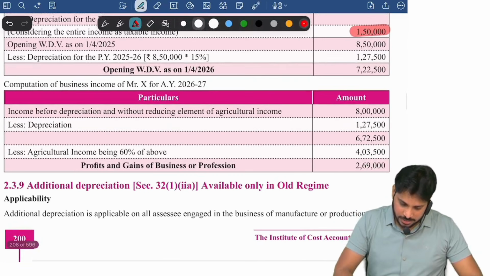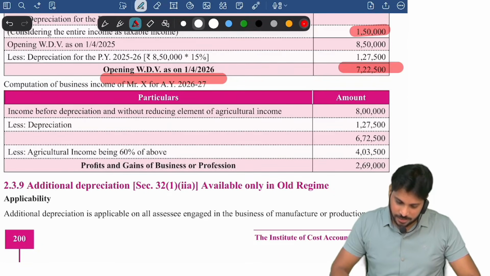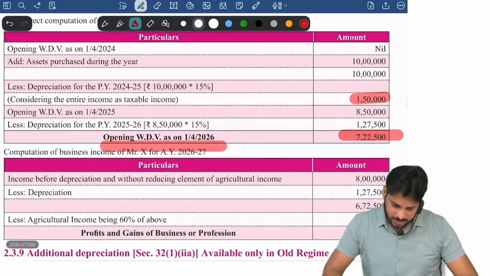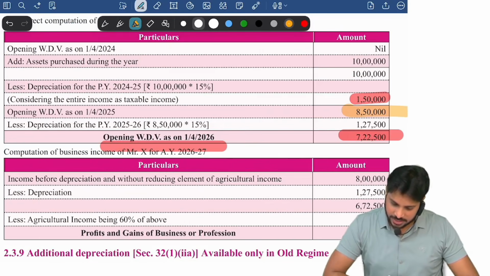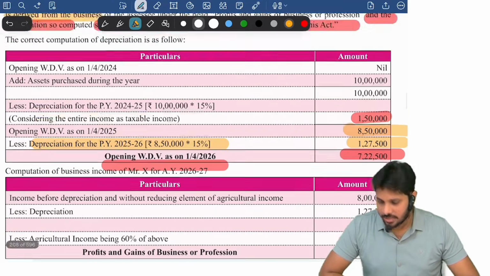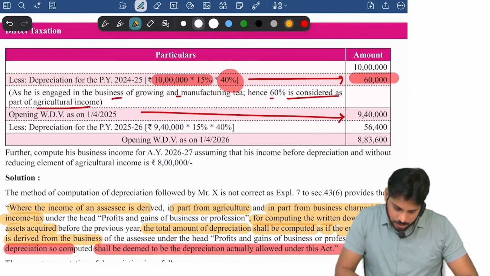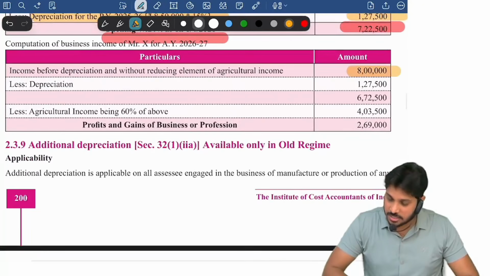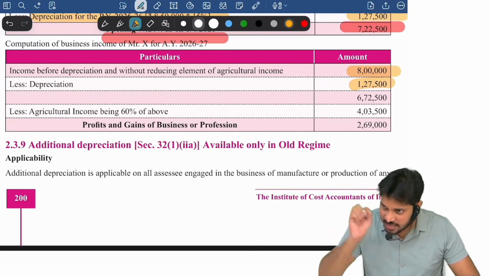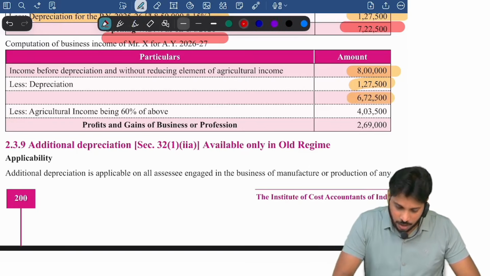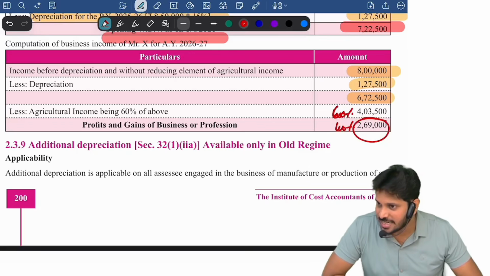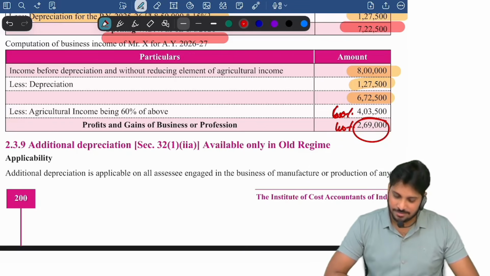Next, opening WDV, how much? 7,22,000. That's it. Sorry, this is 8,50,000 for the current year, correct? Now depreciation for the year, how much is it? 15%, 1,27,500. Now look at the income. Further, compute his business income, assuming his income before depreciation is 8 lakhs. Minus 1,27,500 current year depreciation. Then the balance income: 40% is PGBP, 60% is agricultural income. Rule number 8. That's it.